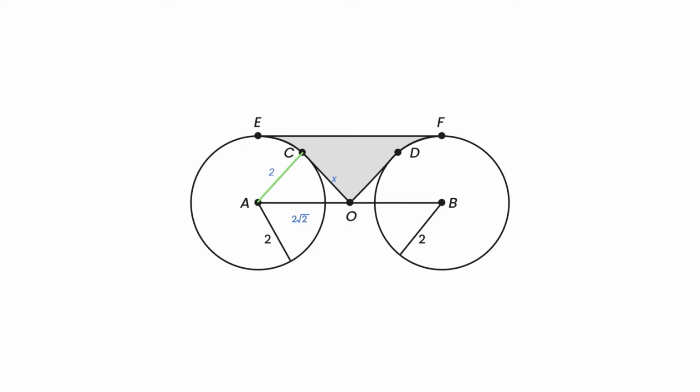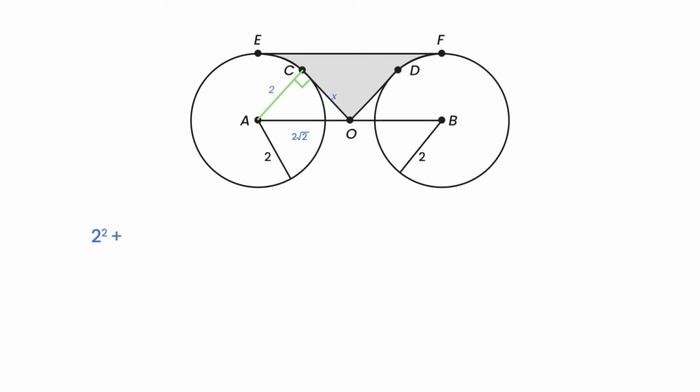And they tell me that this line OC is a tangent to the circle. Therefore, that angle is 90 degrees. So I can use Pythagoras to figure out x. We've got 2 squared plus x squared is equal to 2 root 2 all squared. That gives me 4 plus x squared is equal to 4 times 2, which is 8, and therefore x squared is equal to 4, and x is equal to 2. So that distance is 2.